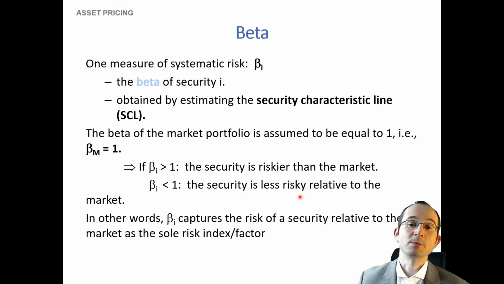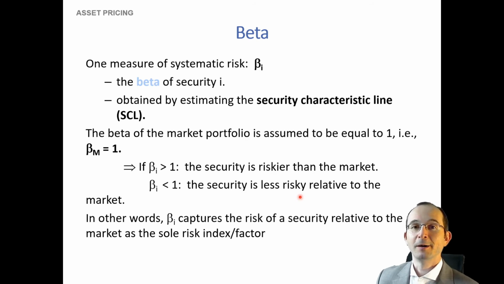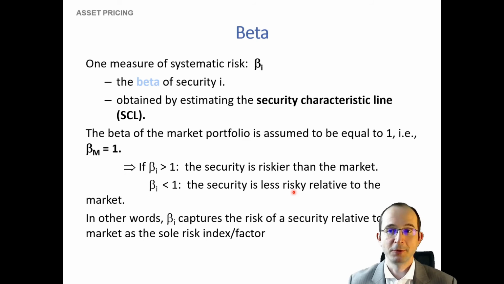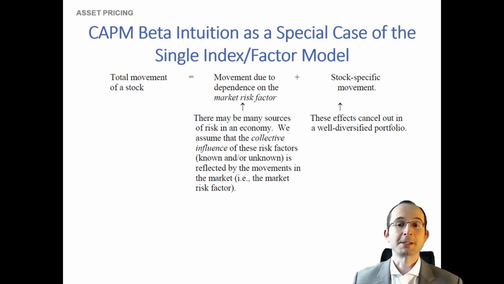So as we saw in the single index model discussion prior, essentially the beta, now more formally conceptualized and proven using the CAPM, actually just captures the risk of any security relative to the single risk factor, the market portfolio. And indeed, the CAPM is essentially just a special case of the single index model.